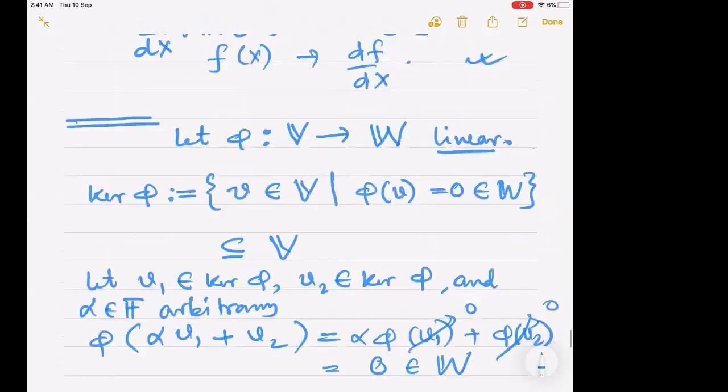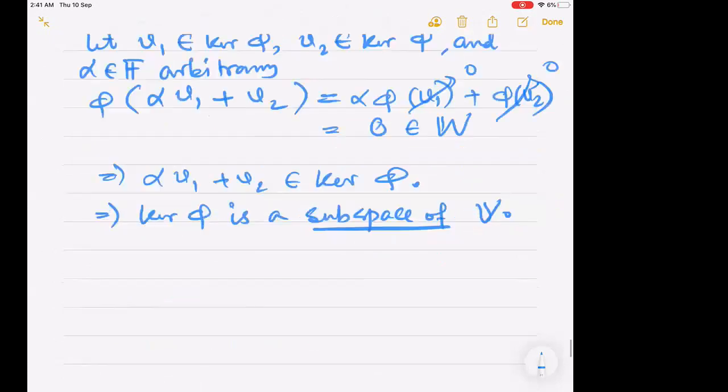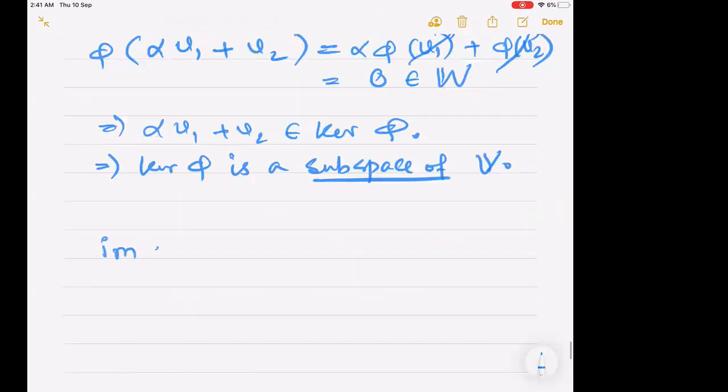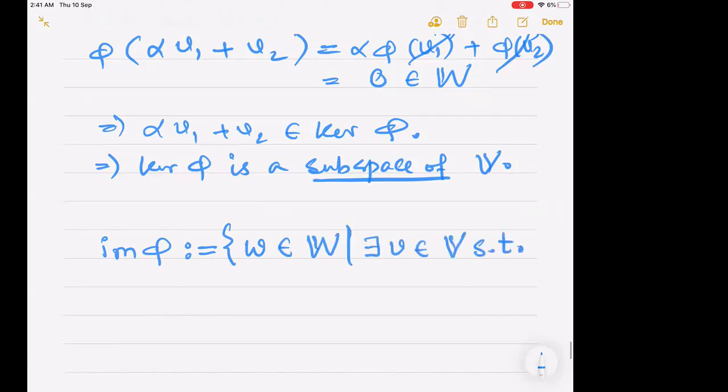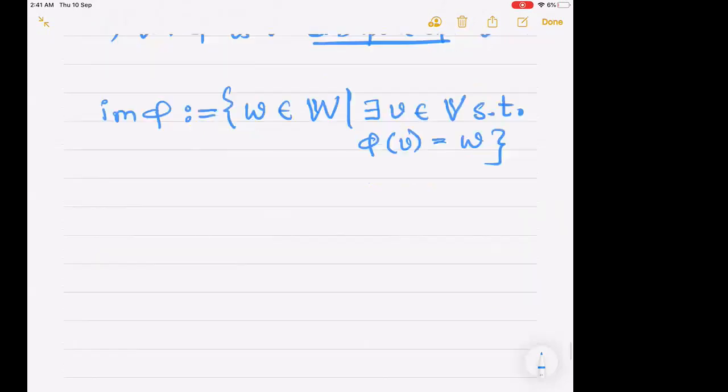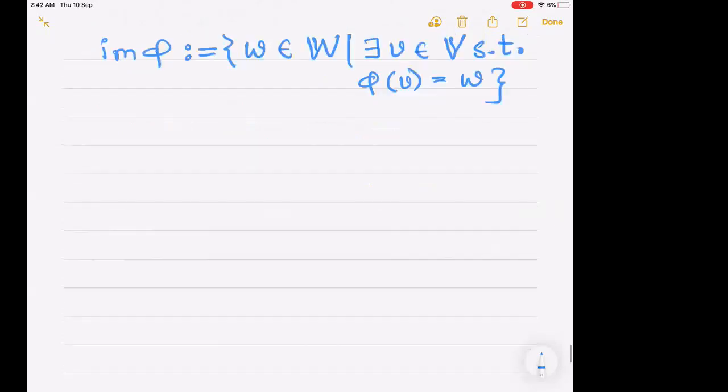Okay. Then we define the other subspace, the image of phi. The image of phi is defined as all those W's in W for which there exists a V in V such that phi V is equal to W, right? So this is a collection of all those W's which can be got by making phi act on some V.